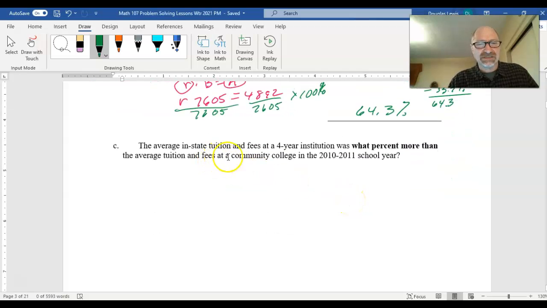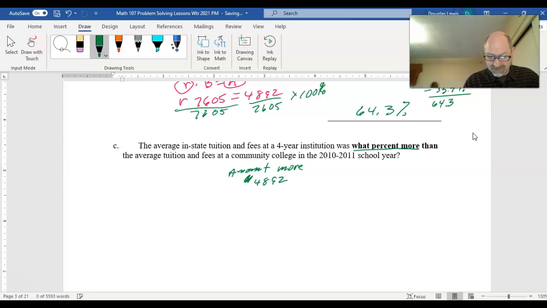It says the average in-state tuition fees at a four-year institution was what percent more than the average tuition fees at a community college? That sounds similar. However, on this one, it wants what percent more it is. So we still have to find the what percent more than something, we need to know the amount more. Well, we already know that 48.92 was the difference, right?